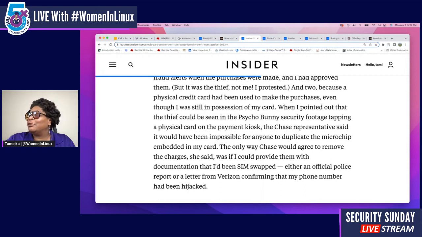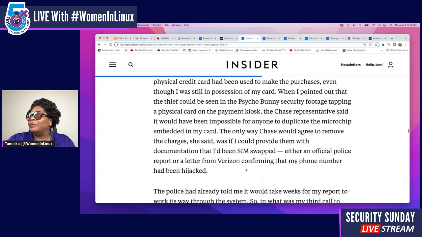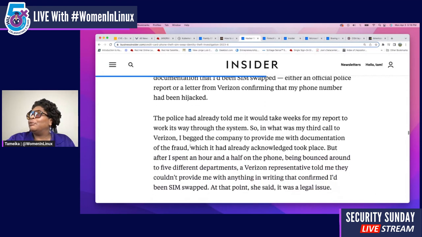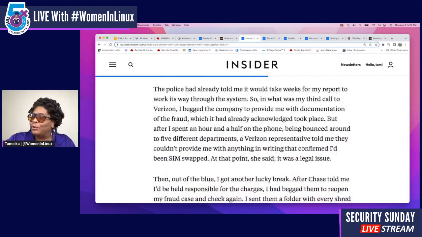The only way Chase would agree to remove the charges, she said, was if I could provide documentation that I had been SIM swapped, either an official police report or a letter from Verizon confirming that my phone number had been hijacked. The police had already told me it would take weeks for my report to work its way through the system. I don't know why. This is why I think AI comes into play. No one has time for that because you're still running up the bill, right?